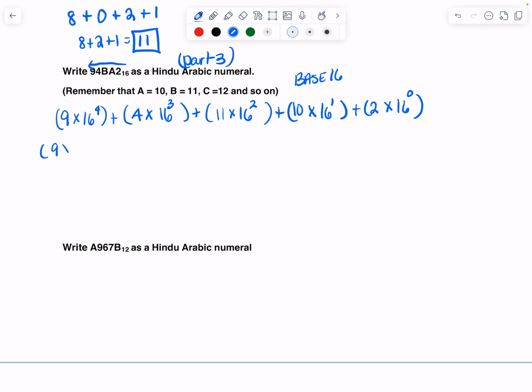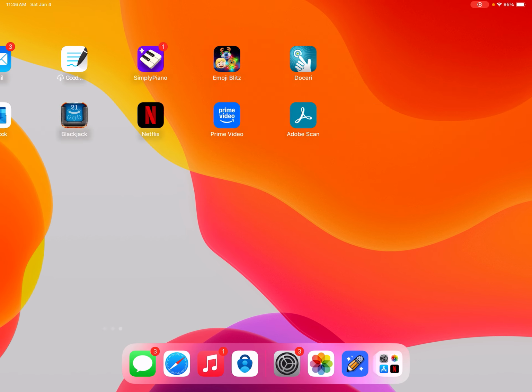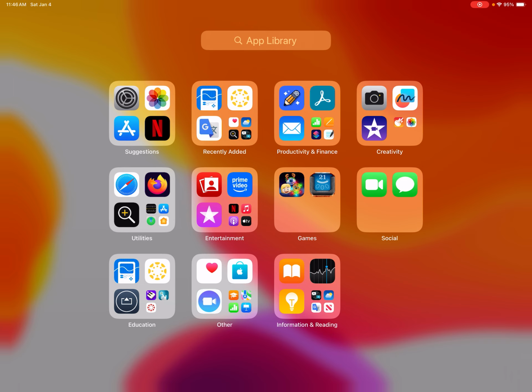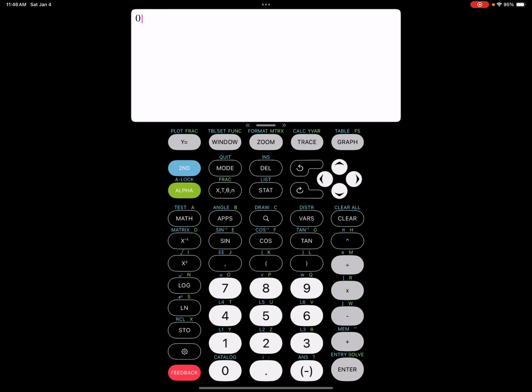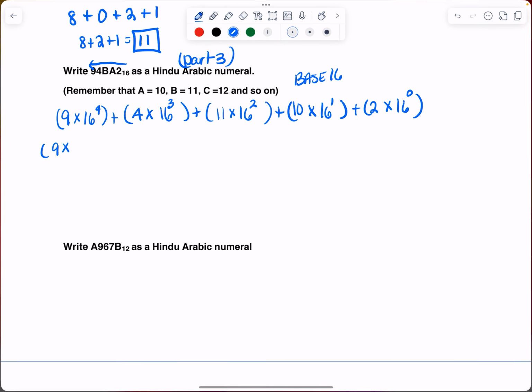So 9 times. I downloaded an app. It is TI-84. The only thing is it does cost money, so I'm just letting you know. But I want to know what 16 to the 4th is. And when I type that in the calculator app, I get 65,536.